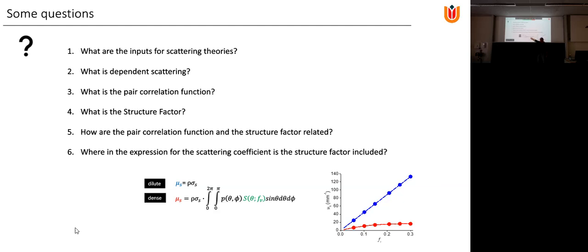Now, if the structure factor would be absent, what would the outcome of the integral be? 1. Yes. Well, the phase function is normalized by definition. So if the structure factor is 1, then this integral term is just 1 and it vanishes, and then basically this expression reduces. So for a dilute sample, the structure factor is 1.